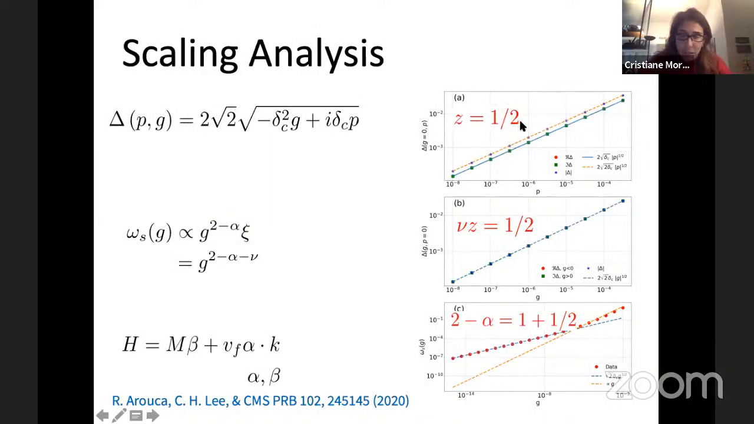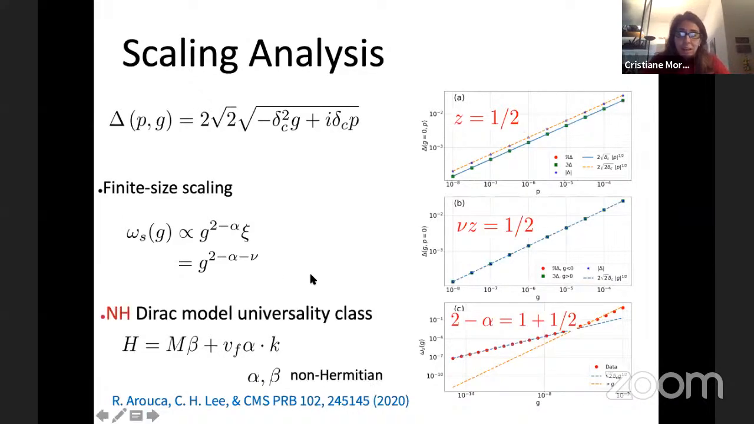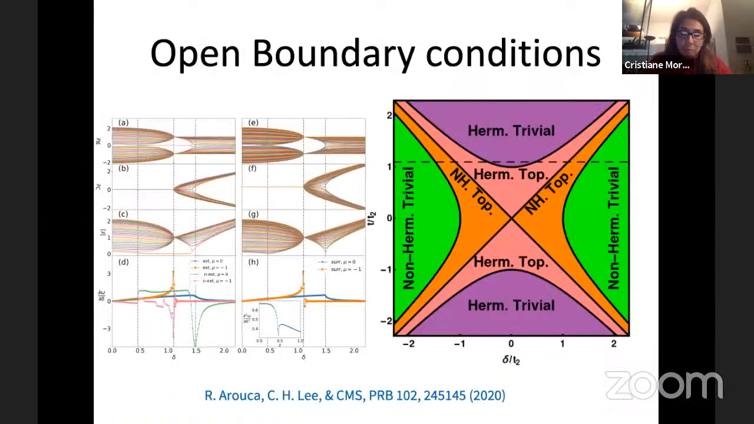It's already something different. There is also something more interesting that Rodrigo has been showing in this paper: the universality class that I have now is the non-Hermitian Dirac model universality class, where this beta and this alpha are non-Hermitian. So before I had everything belonging to the Hermitian Dirac universality class, now it belongs to the non-Hermitian Dirac universality class, okay? And I can still understand the phase transition in terms of thermodynamics, but with a richer type of problem.